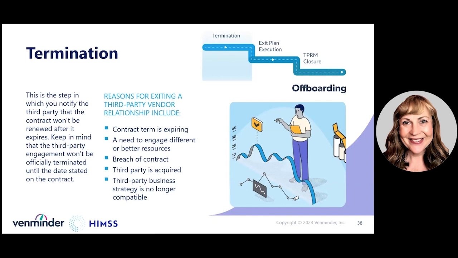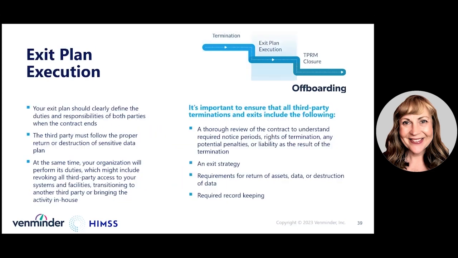But once you've notified the vendor of termination, you really need to begin your exit plan execution. Now, when it comes to exit plans, your organization should already have a strategy for what they're going to do when that vendor relationship ends. Are we going to move that to another vendor? Are we going to bring some of that work in-house? Or are we just going to stop doing the activity altogether? Your termination strategy identifies what you will do, but your exit plan identifies how you will do that.